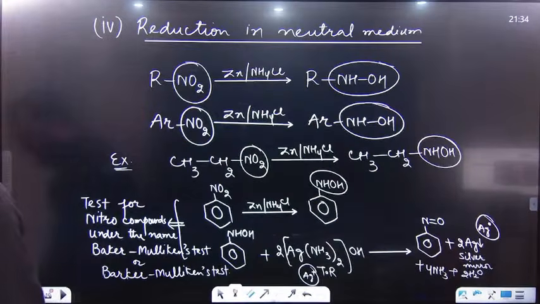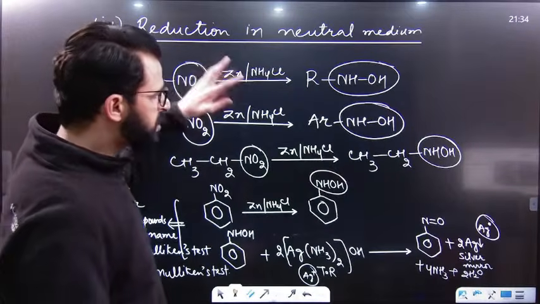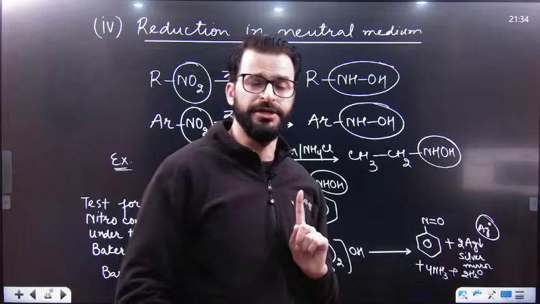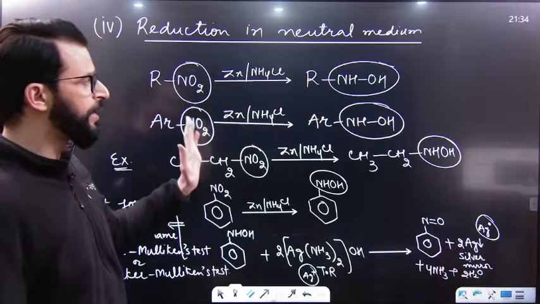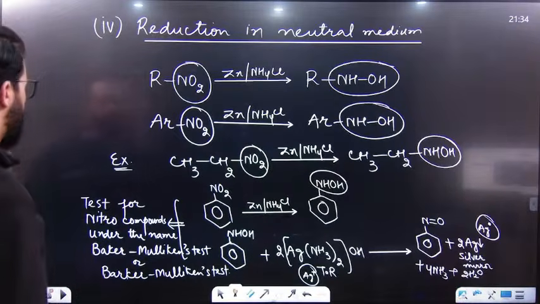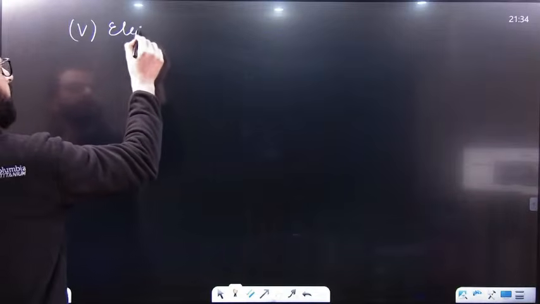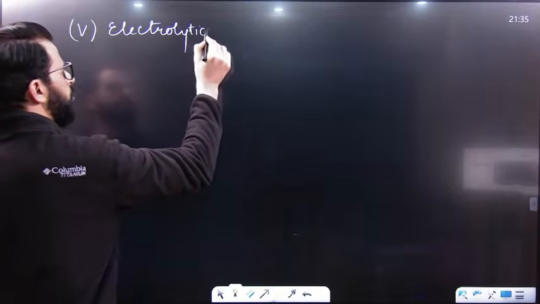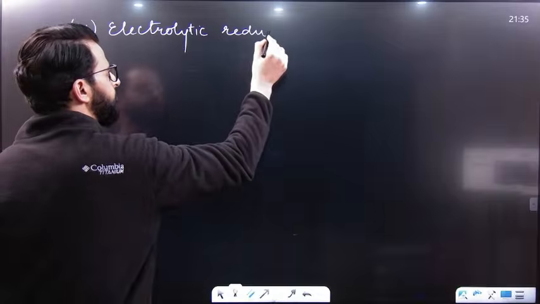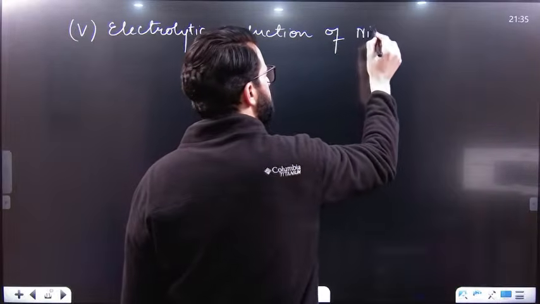Now, after this reduction, but remember, in this reduction, amine is not prepared. But as this is a very, very important reaction, that's why I am giving those important reactions in this as well. Now, after that, you have to remember one more reduction. That is electrolytic reduction of nitrobenzene.